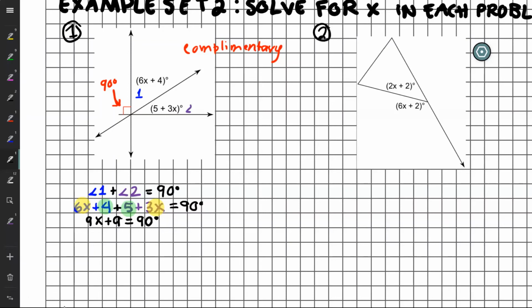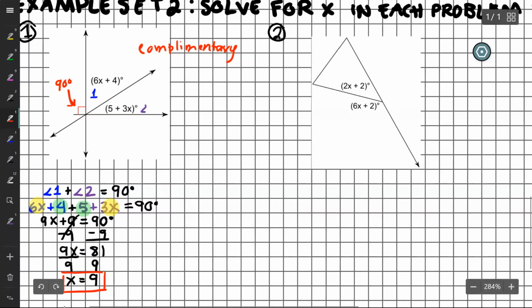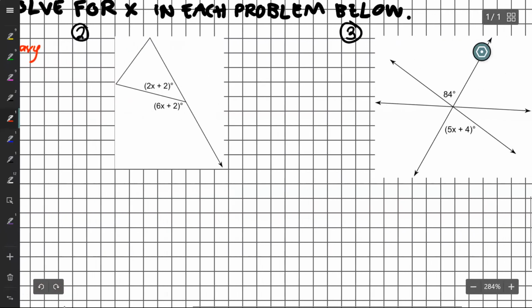So I want to get x by itself, so I have to get rid of this 9 first. I'm going to subtract 9 and subtract 9. That's going to cancel, and I'm left with 9x equals 81. The last thing I'm going to do is divide by 9 on both sides, which is going to give me x equals 9, which will be my final answer. All right, looks a little bit difficult, but we just have to take what we know and substitute and keep our numbers in order.